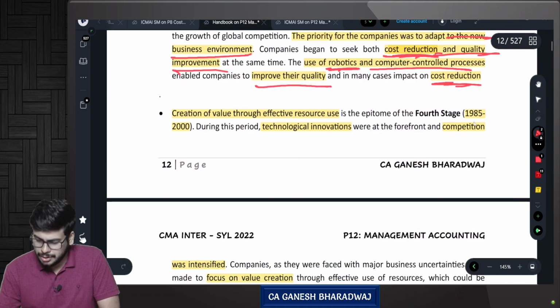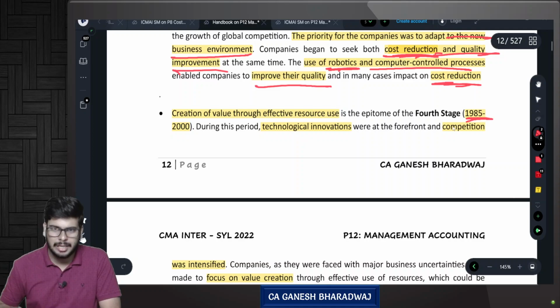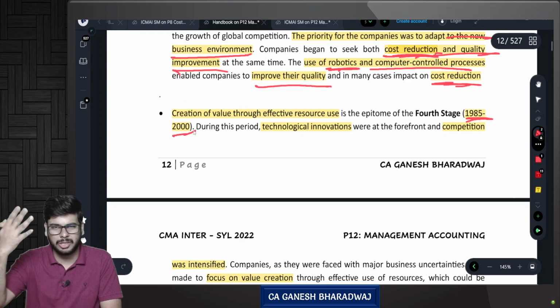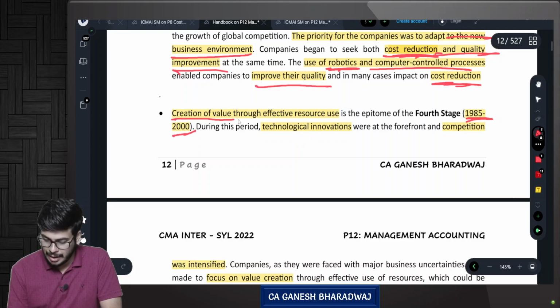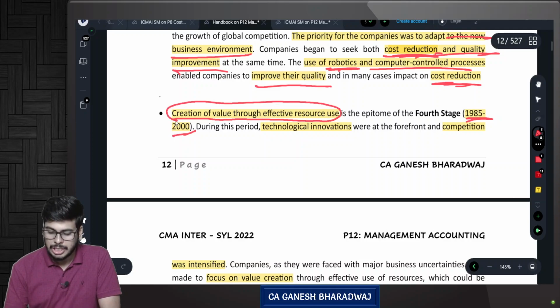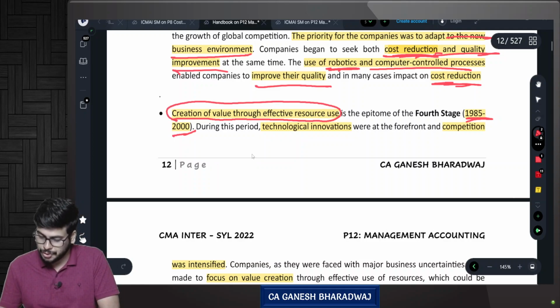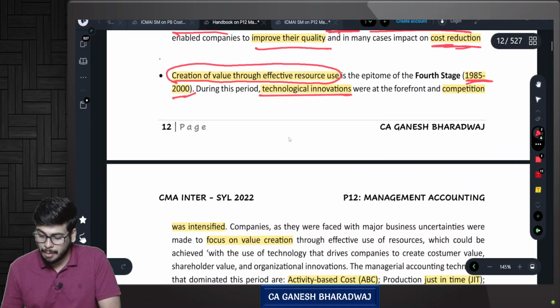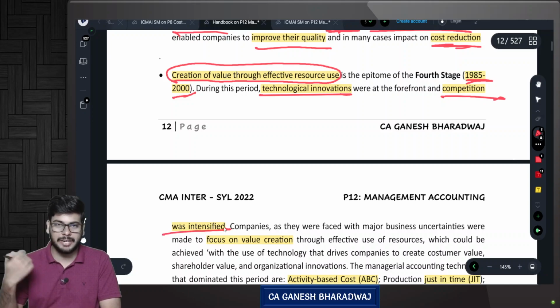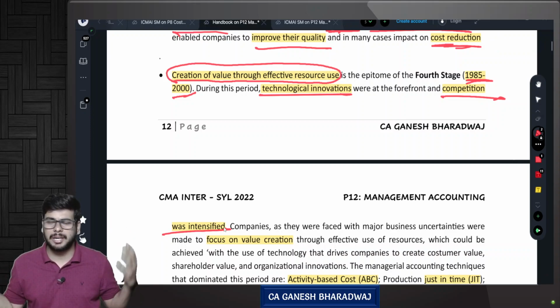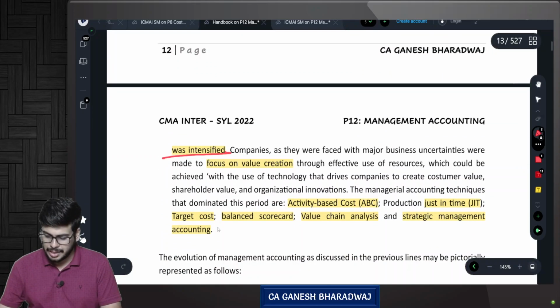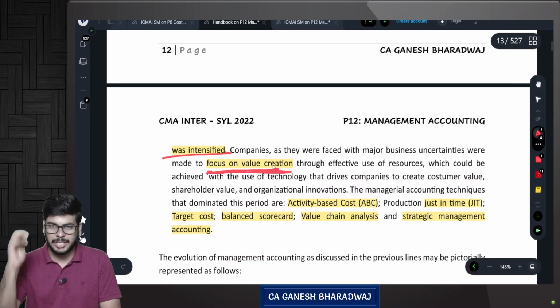Now in the fourth stage, that is 1985 till date, they have mentioned here 2000, but on the top they have mentioned till date. Actually, it's till date only. The focus was creation of value through effective resource use. During this period, technological innovations were at the forefront and competition intensified. You know that technology has advanced, and now because of privatization, globalization and all, everyone, left, right and center, has their own startup ideas. So competition was also intensified. Here the focus is on value creation. That's the order of the day.